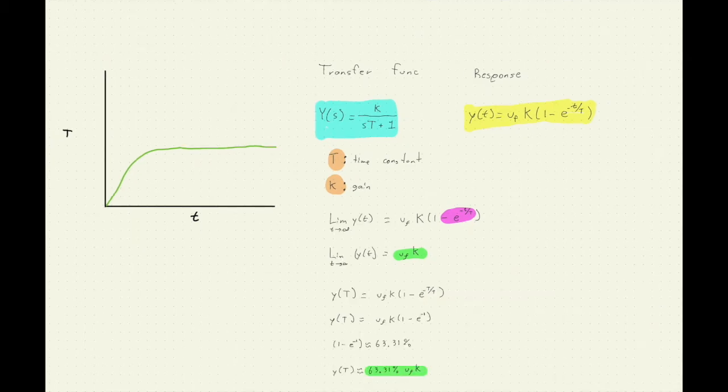The next step is to evaluate the function when time is equal to the t parameter. Substituting t in the equation with the t parameter, we find that t divided by t is equal to 1. So the expression is simplified as uf k multiplied by 1 minus e to the power of minus 1. This term, 1 minus e to the power of minus 1, is approximately equal to 63.31%. What we can conclude is that at a time equal to the t constant, the system will reach 63.31% of its final value.